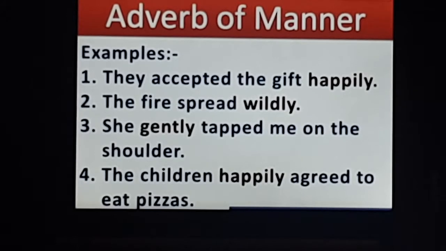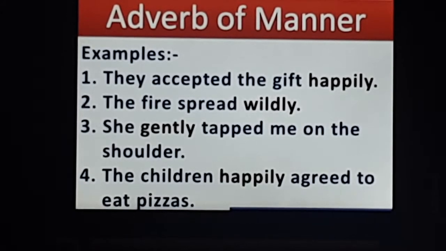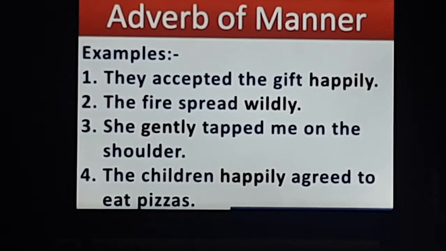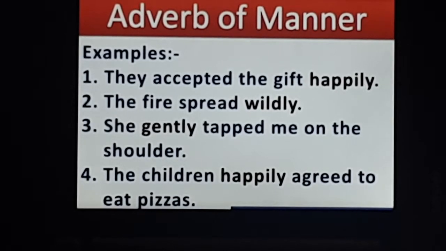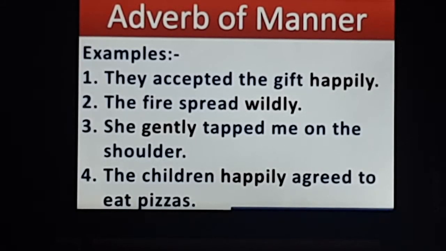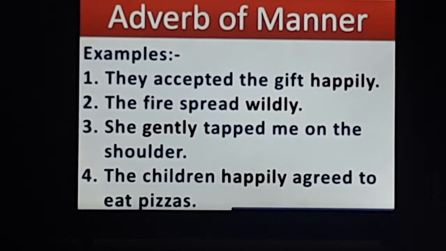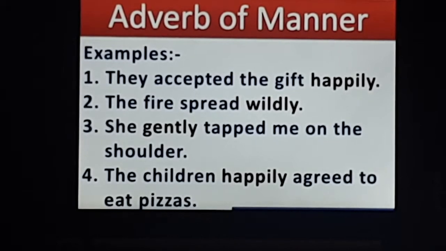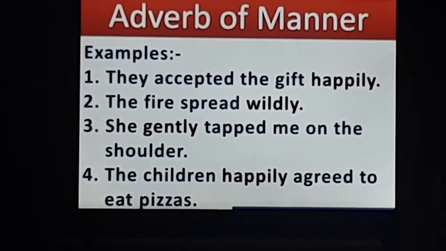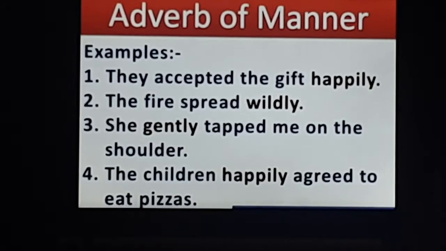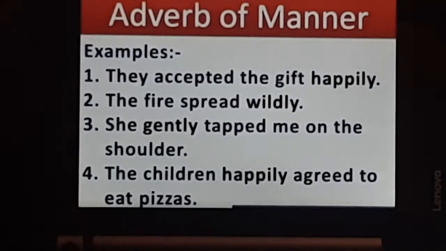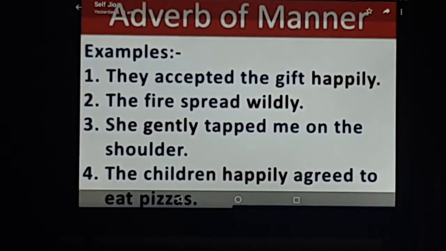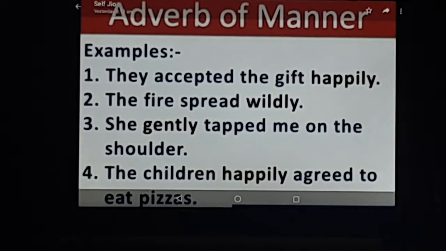Now, in the third sentence, gently is the adverb there and it has been placed before a verb. Why? Because we want to stress on this. We want to put emphasis on this, that she gently tapped me on the shoulder. She tapped me on the shoulder, but how? Very gently. So this gently, we are emphasizing on this. We are stressing on this, that the tap she made on my shoulder was very gentle.